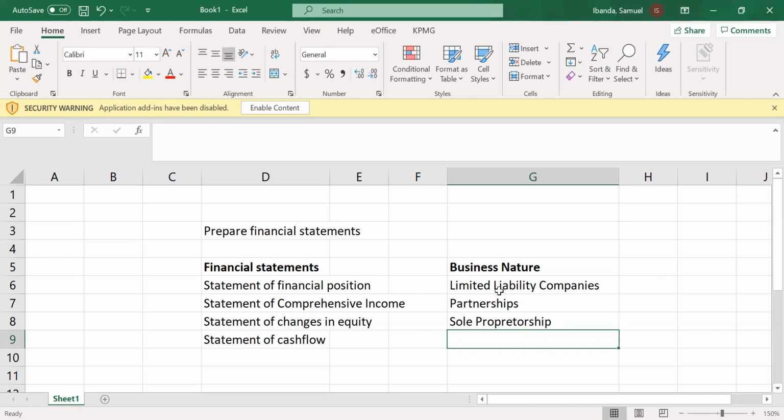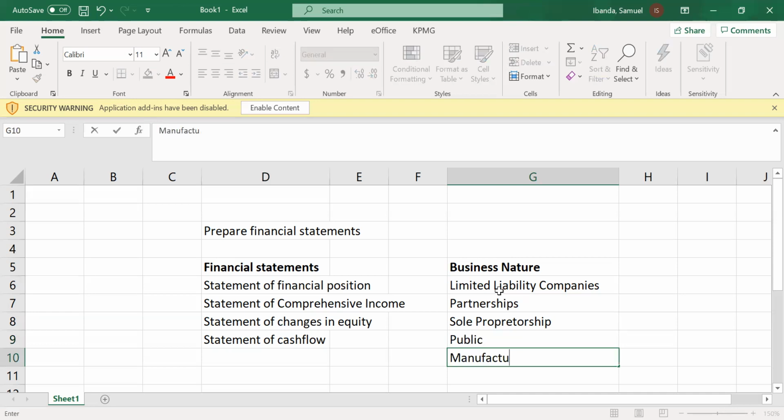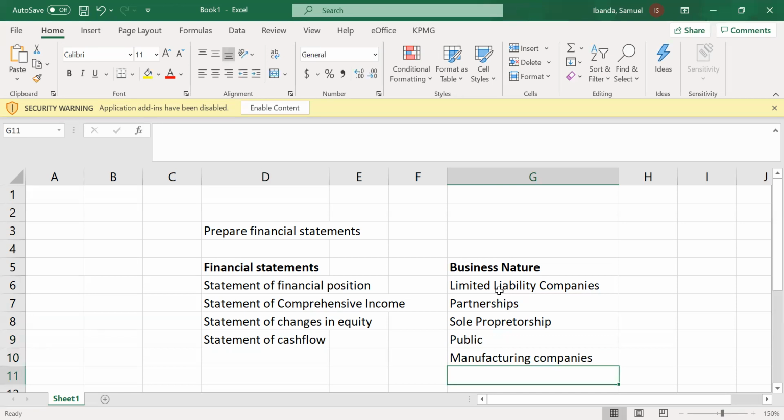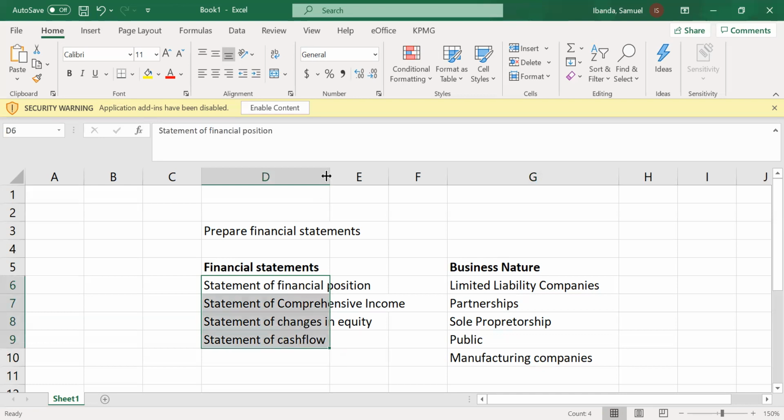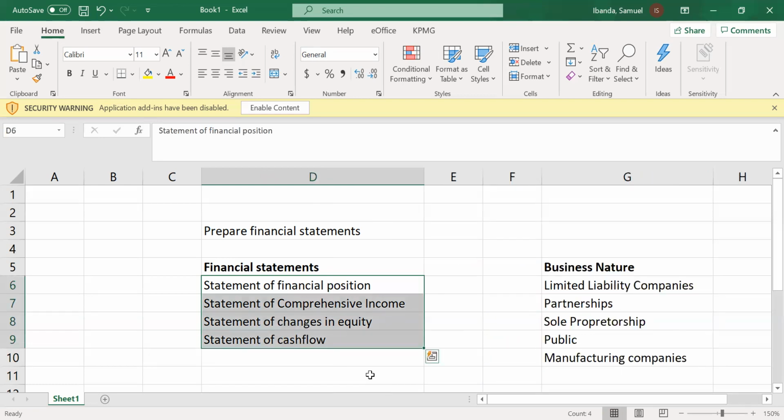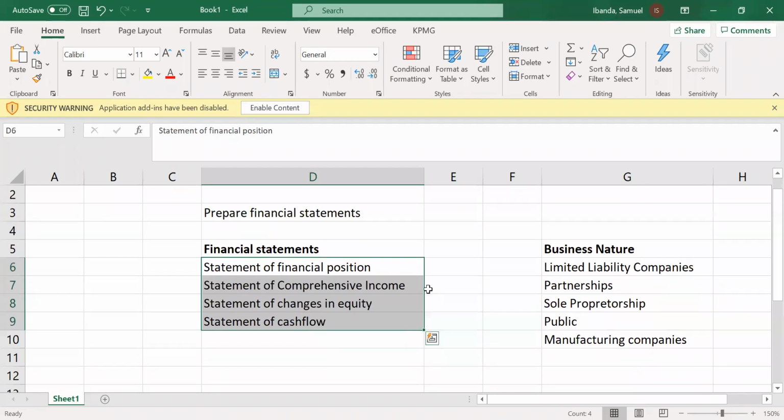Then we could have public companies, or not only public, because limited liability can be public and private, but then you can also have manufacturing companies. Now, these ones also prepare their financial statements a little uniquely because of the inventory that they carry. So you need to understand the formats of each of these financial statements, which is partly what is in the previous videos, so that you can easily prepare these financial statements.